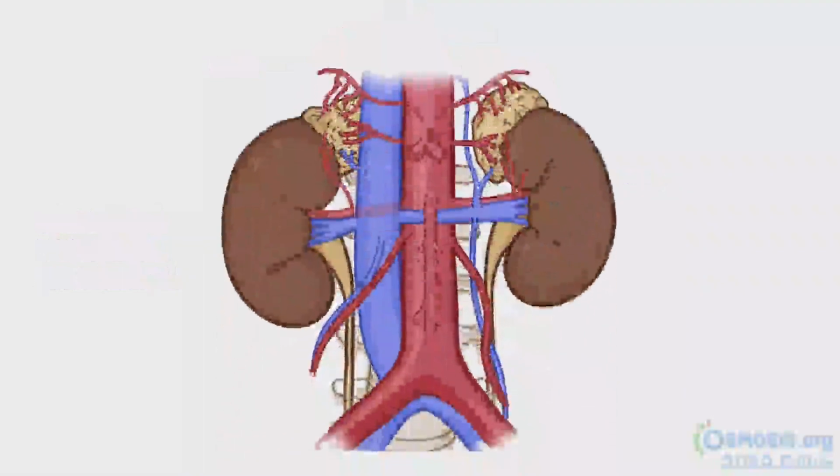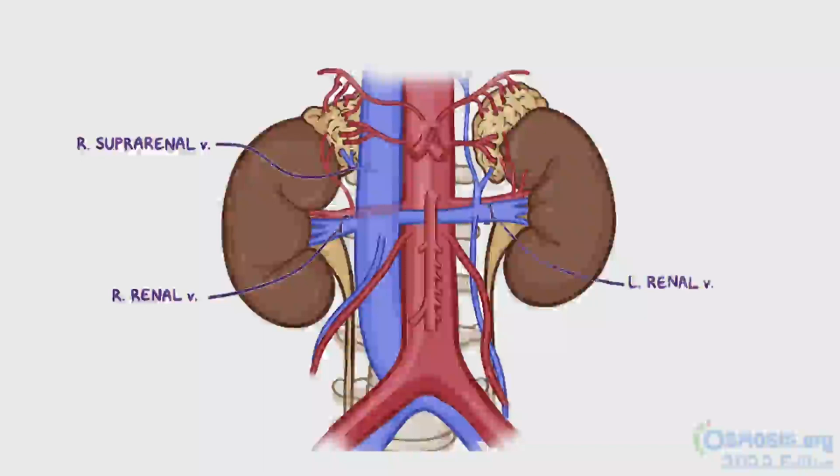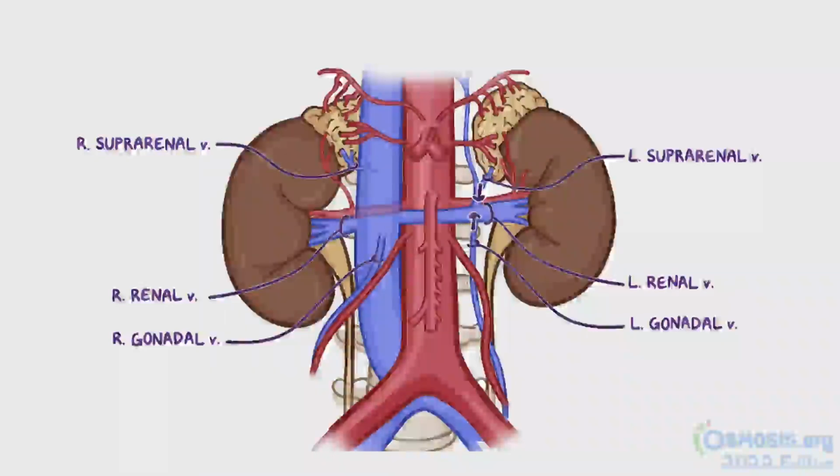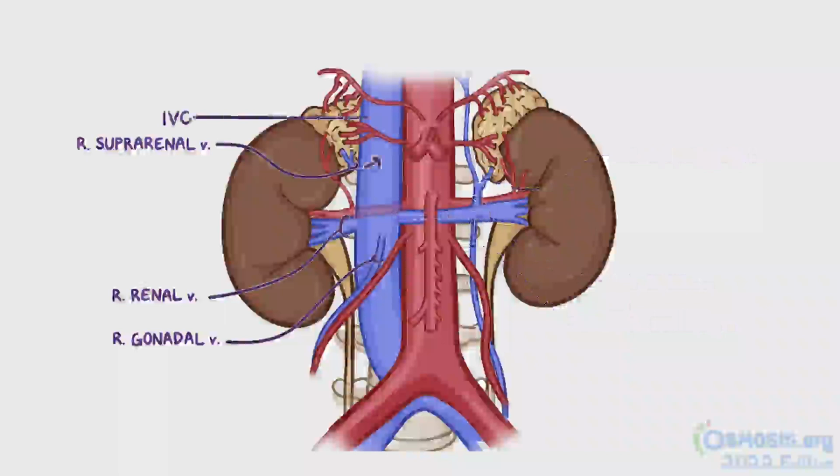Now, the veins that correspond to the paired visceral branches of the aorta include the right suprarenal vein, the right renal vein and left renal vein, and the right gonadal vein. Remember that the left suprarenal vein and gonadal vein drain directly to the left renal vein and then go to the inferior vena cava, while the right suprarenal vein, the right renal vein, and the right gonadal vein all drain directly to the inferior vena cava.